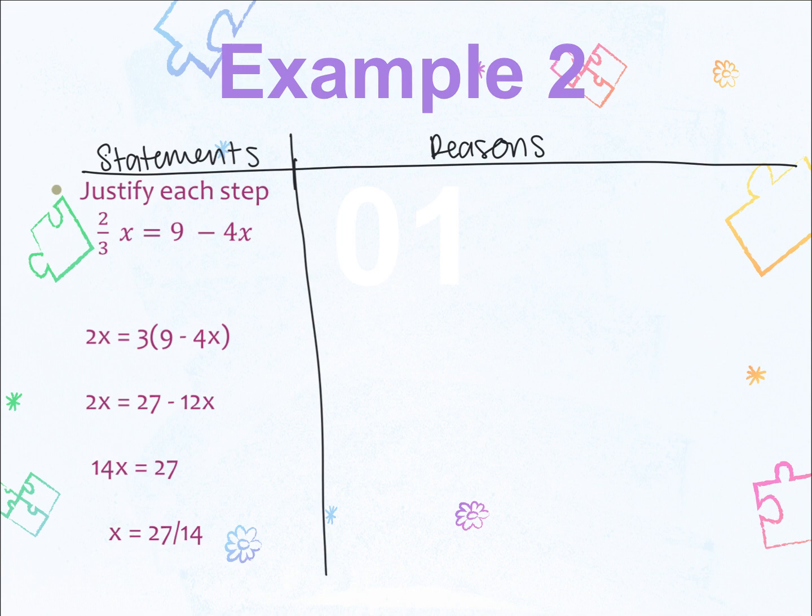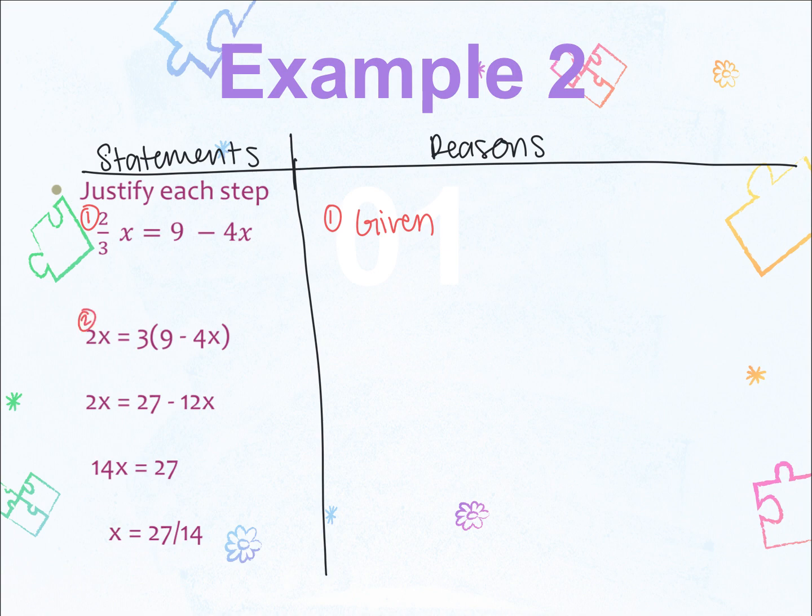So your first reasoning is always going to be given. Why is it always given? Because it's given to me. How am I supposed to solve something if there's nothing there? Okay, so the first one is always going to be given. Anytime you see a proof with statements and reasons, and the first one is blank, it's always going to be given.